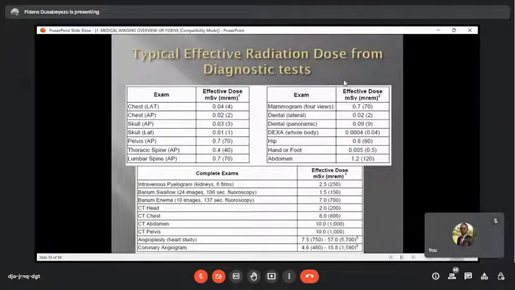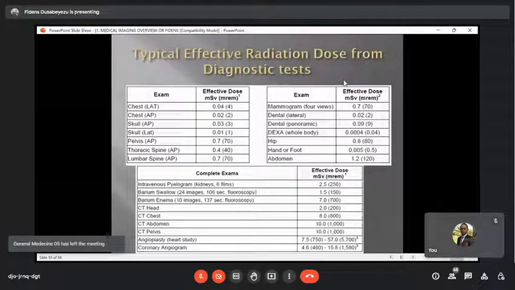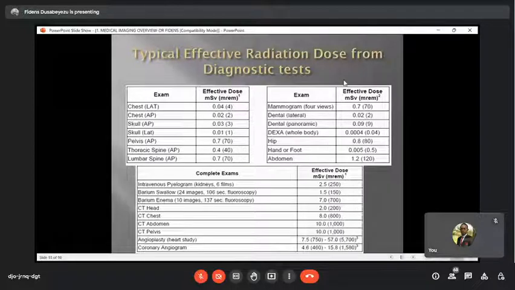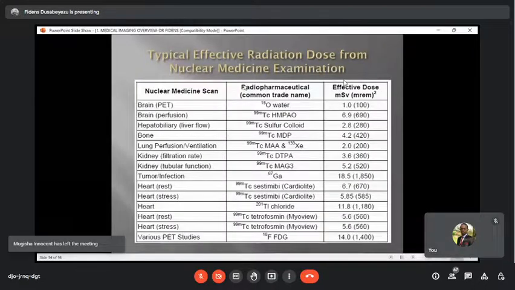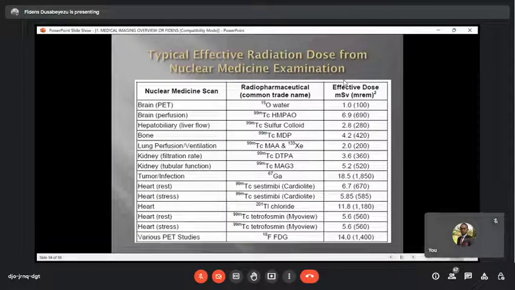The next slide: I told you different modalities have different levels of radiation. From conventional radiology, like chest X-ray, there is an estimated effective dose in millisieverts they can give to the patient. Going to mammogram, you can see dental X-ray, different modalities give different levels of radiation. CT scan gives more radiation than mammography. I am not going into details. The same for nuclear medicine, there is an estimation of how much radiation each procedure can give to the patient.